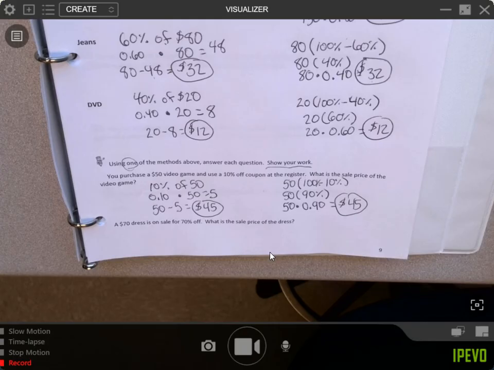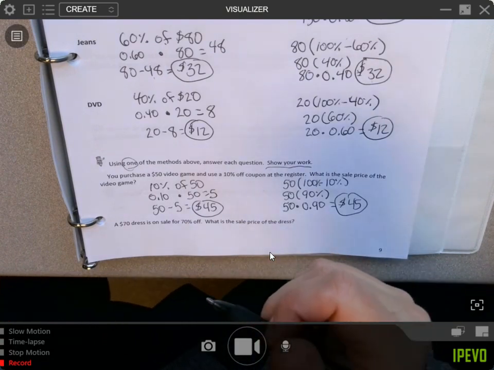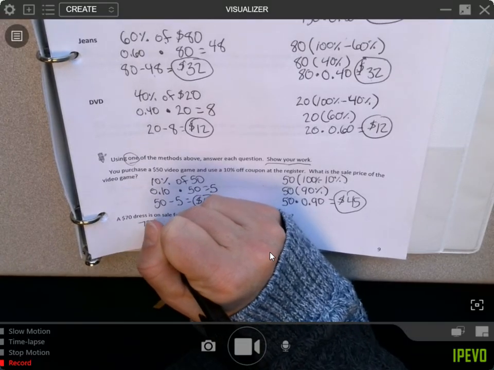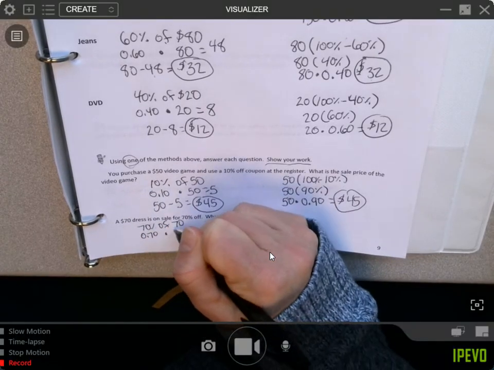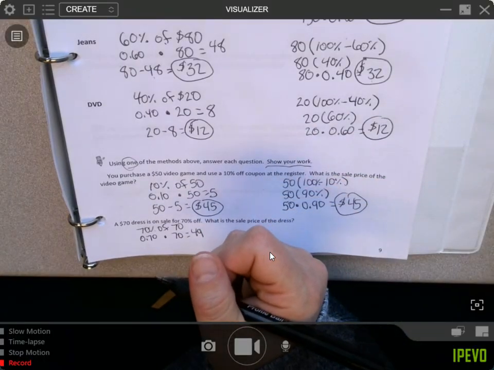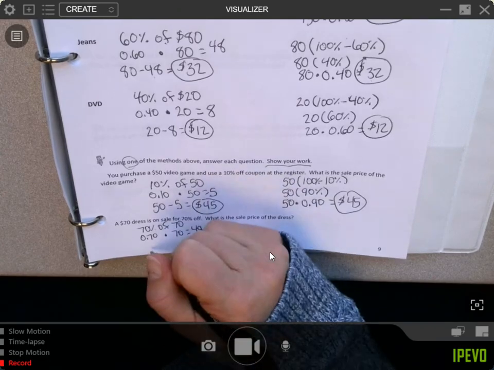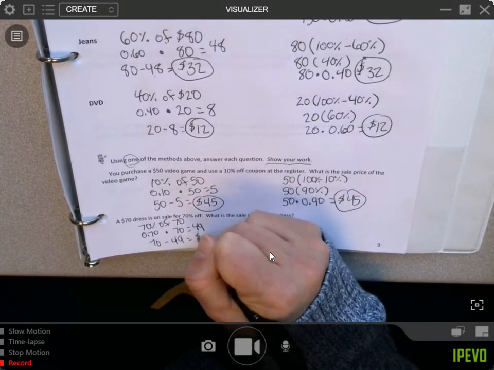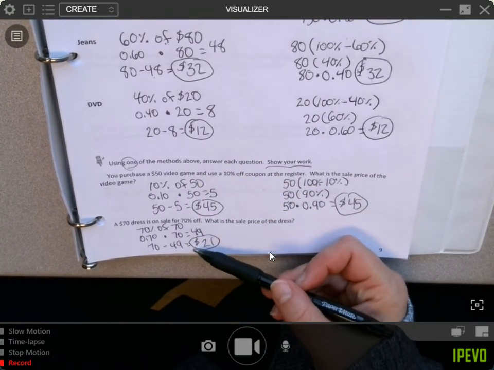Okay, who wants to walk me through one of the ways? Bennett. So that's 0.70 times 70 equals what? Then what do I do? And what does that equal, Bennett? I had a few people who got that first step and they forgot to do the second step.